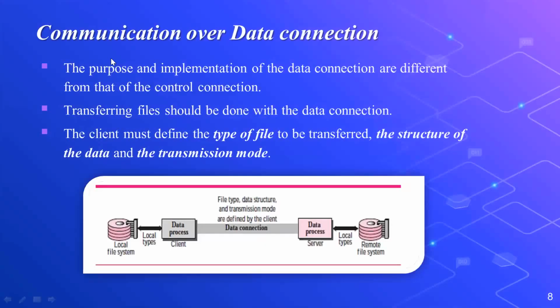Likewise, communication over the data connection. Here, the purpose and implementation of the data connection are different from those of the control connection. Transferring a file is done with the data connection, and before transferring any file, the client must define three types of attributes: the file type, the structure of the data, and the transmission mode. These three attributes should be defined by the client before transferring any files.